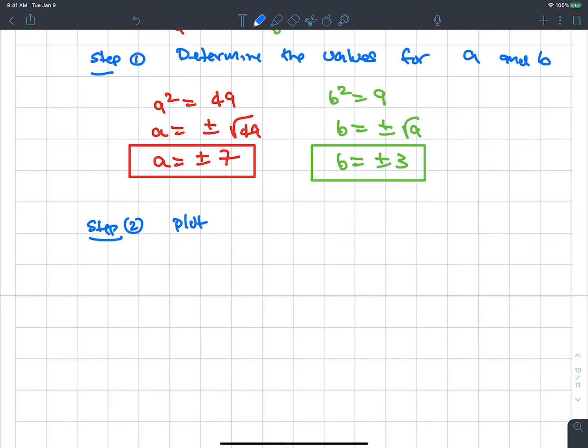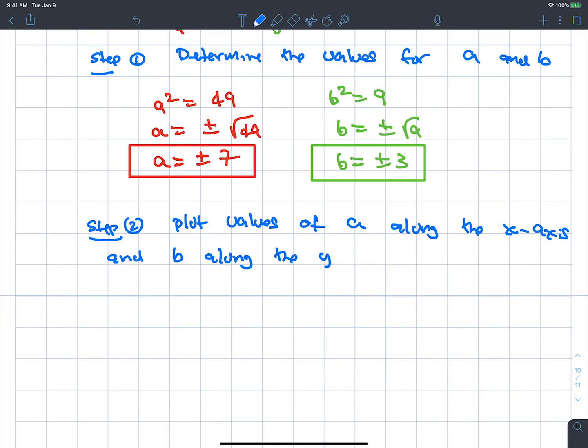Plot the values of A along the x-axis and B along the y-axis. I'm not using language of intercepts anymore because this only has x-intercepts. I'll show you what I mean. So plot these values there.